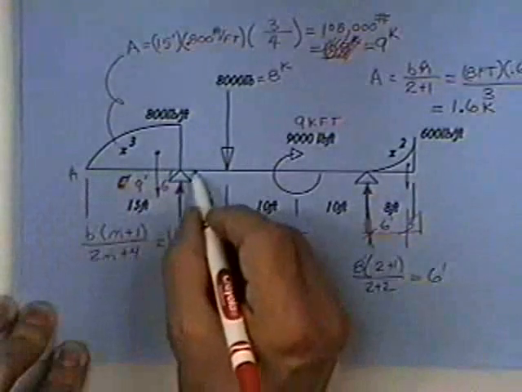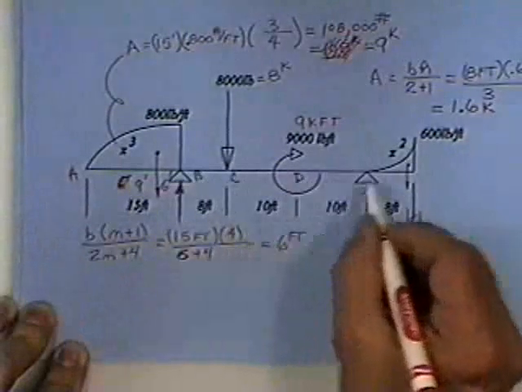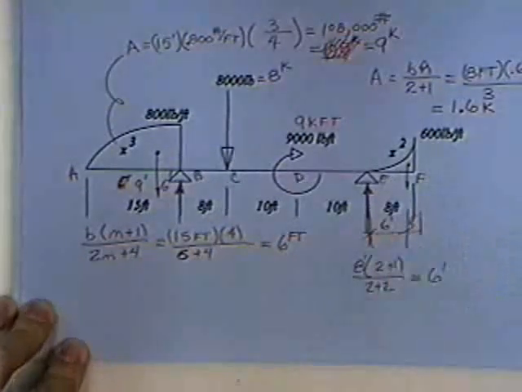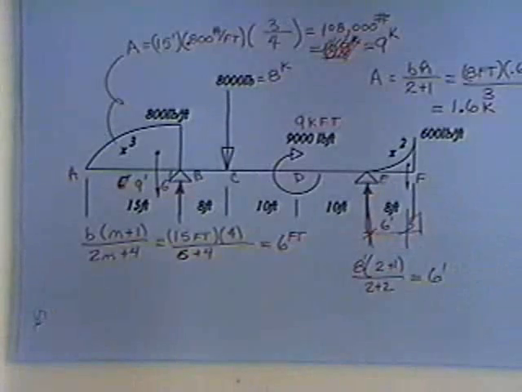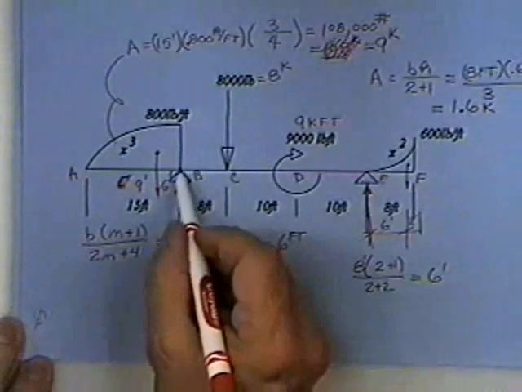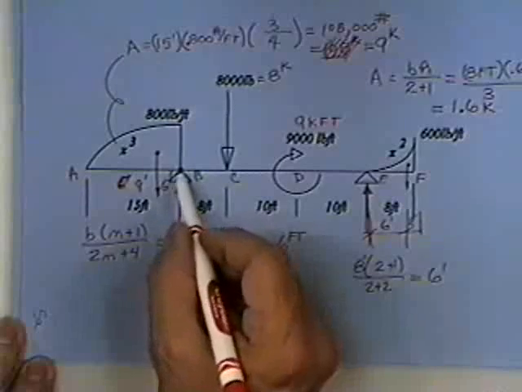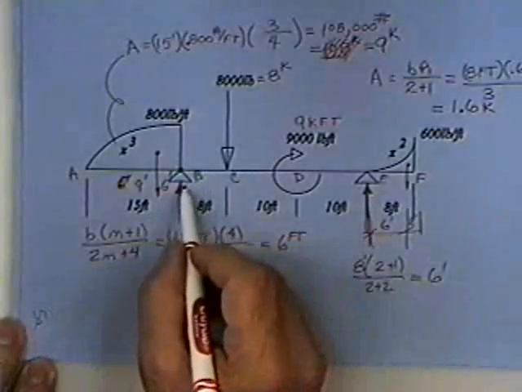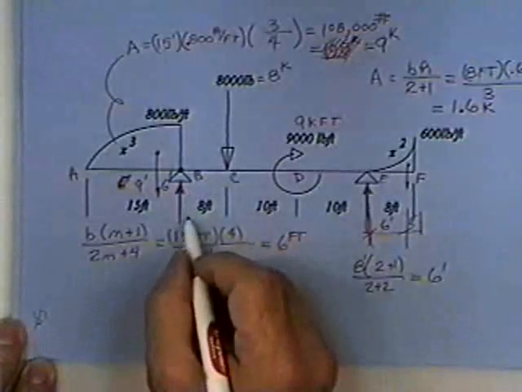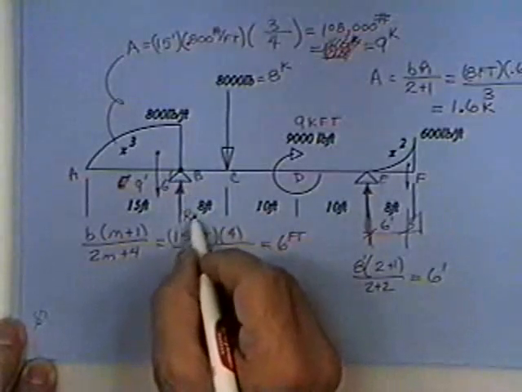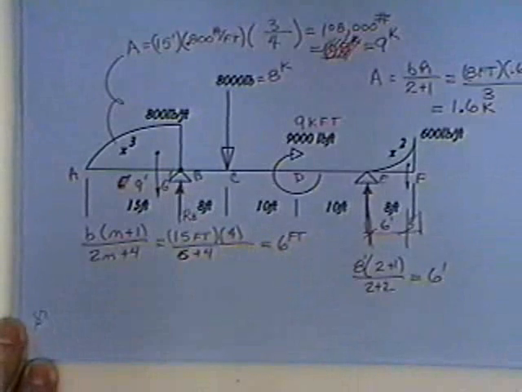Call that point A, B, C, D, E, F. Now I could sum moments about any point on that figure in order to get an equilibrium equation. But the smart point to sum moments about is going to be through one of the unknowns, for example, the reaction at B. Since I don't know the reaction at B, if I sum moments about that point, that unknown will drop out of the equation.